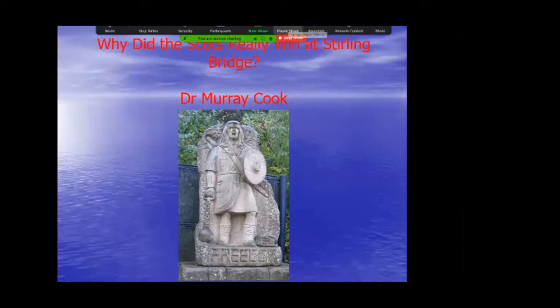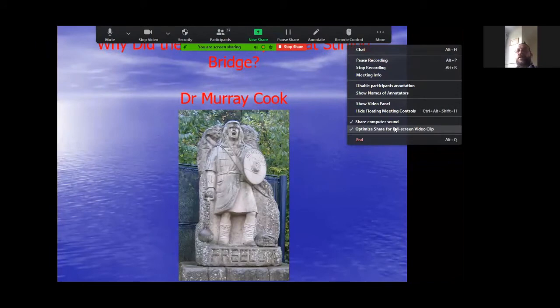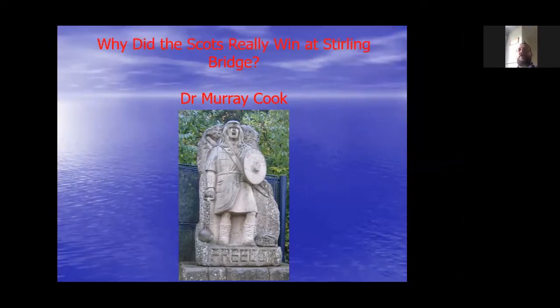Today's lecture, as previously, I'm going to talk about why the Scots really did win at Stirling Bridge, and it'll be 20, 30 minutes, and we'll have some questions. And for those that are joining us, my name is, for the first time, my name is Murray Cook. I am Stirling Council's archaeologist.